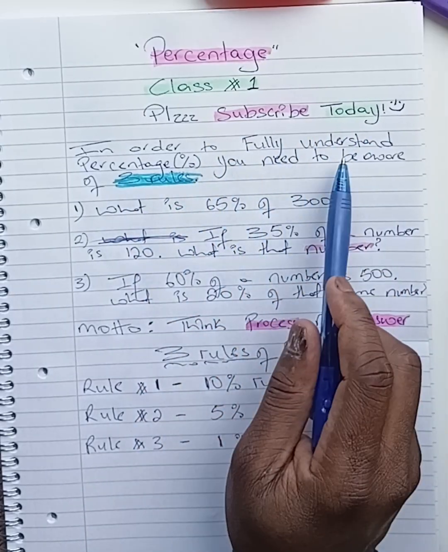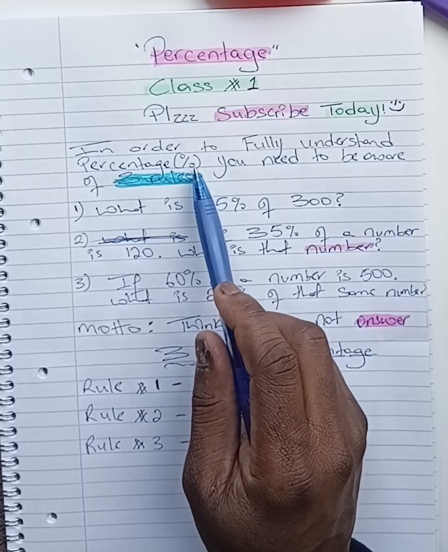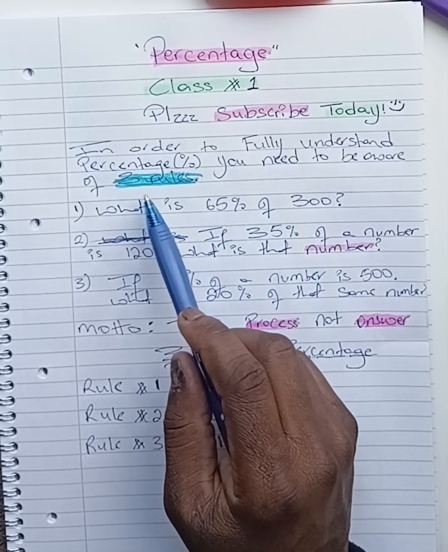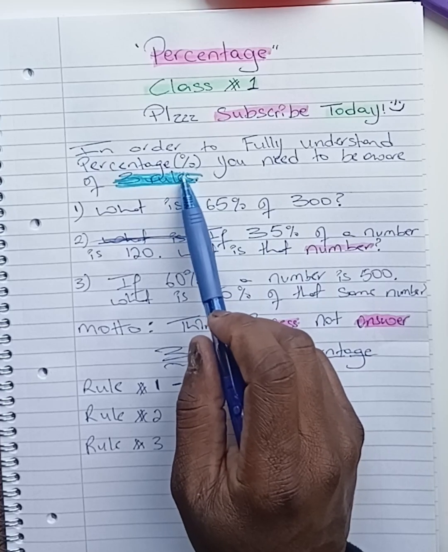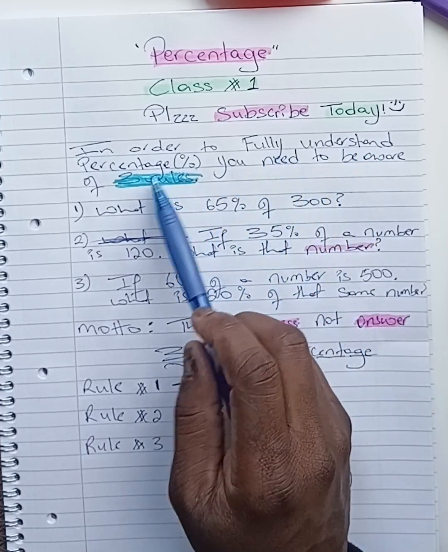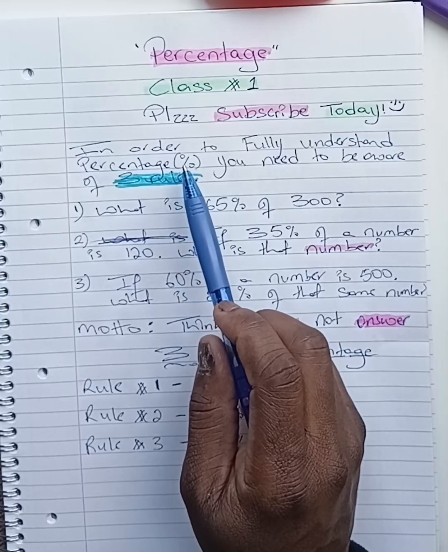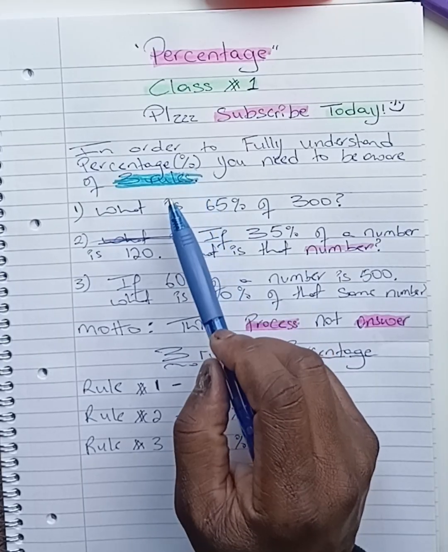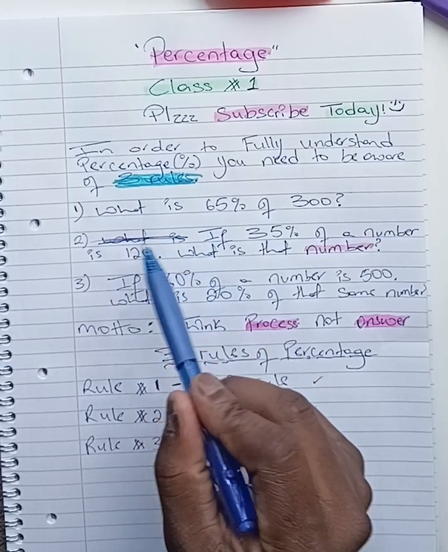In order to fully understand percentage, you need to become aware of 3 rules. What you need to, in order to do what? Fully understand percentage. Percentage means out of 100. You understand? So you need to be fully aware of 3 rules.